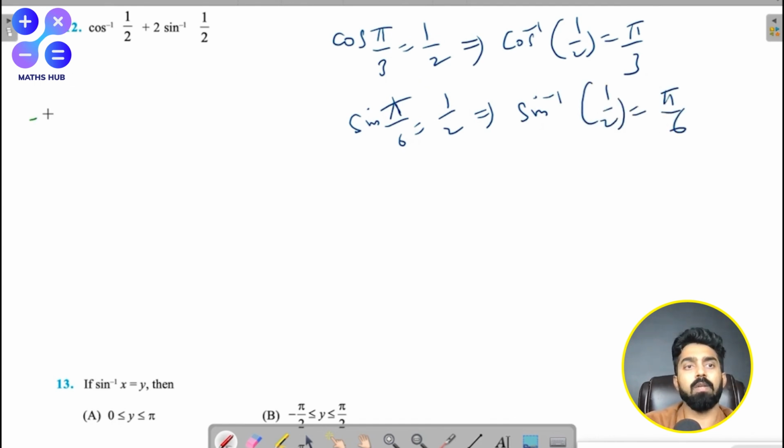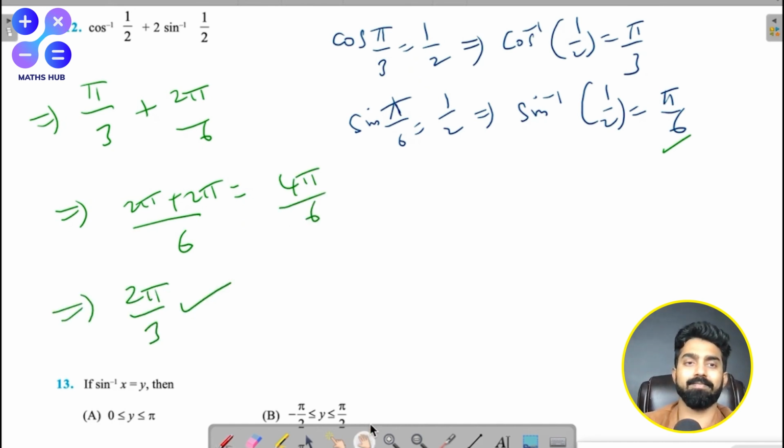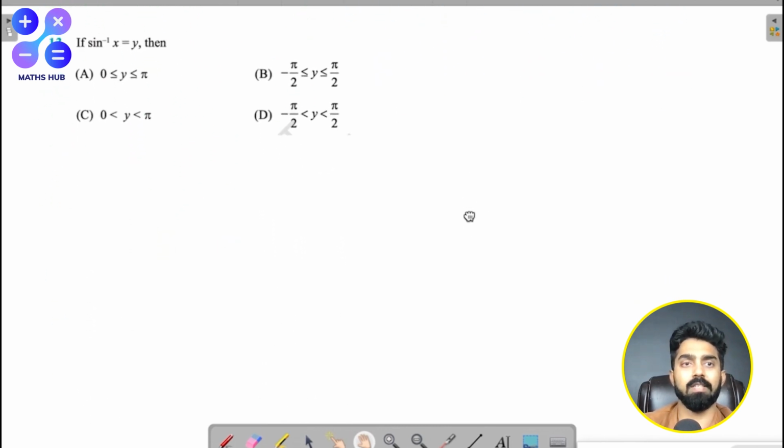So this means your values are cos inverse of half is pi by 3. So pi by 3 plus sin inverse of half, which is pi by 6. So pi by 3 plus pi by 6. This is going to give you 2 pi by 6 plus pi by 6, which gives you 3 pi by 6... 4 pi by 6, giving you 2 pi by 3. And that's the answer. Let's go to the next question.